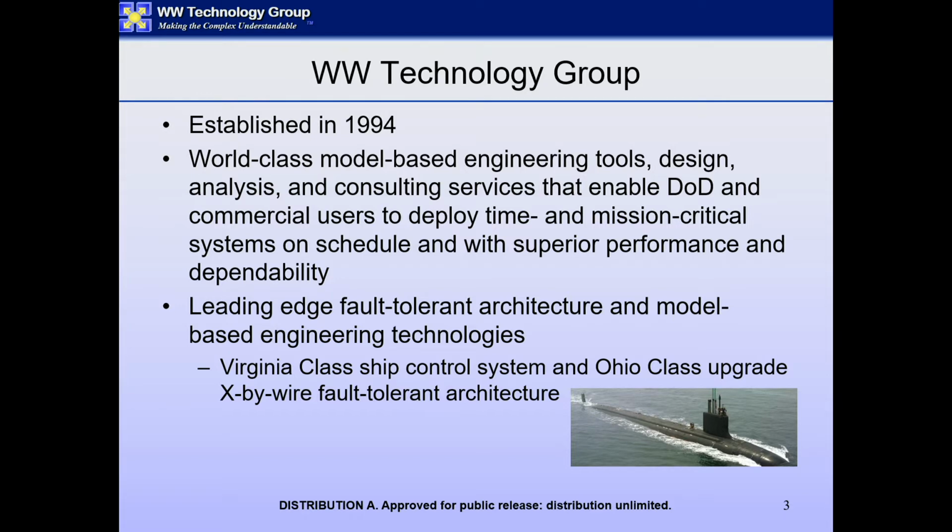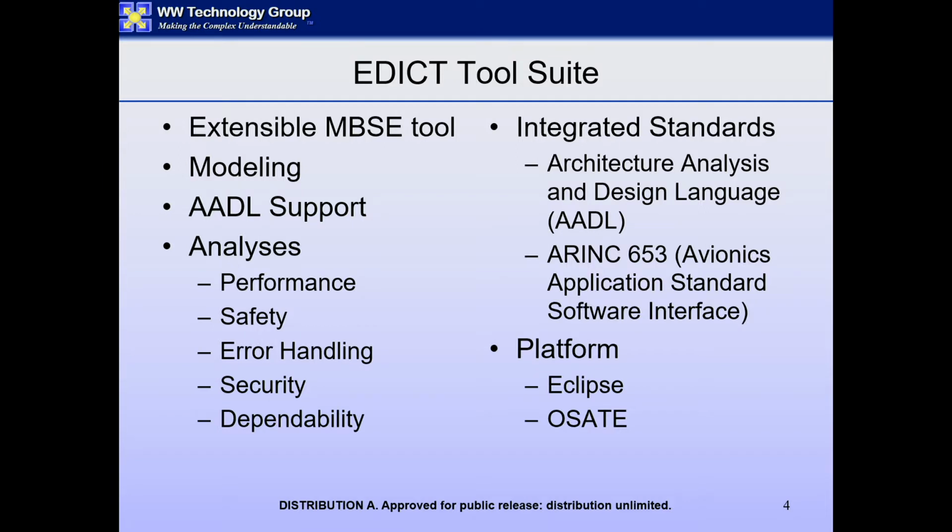So the company was established in '94. It's basically a world-class model-based engineering tool and design and analysis consulting service company. One of our claims to fame is this leading edge fault-tolerant architecture and model-based engineering technologies, which is installed in the Virginia-class ship control system. And we'll go into the Ohio class, or now I think it's called Columbia-class upgrade, for the X-by-wire fault-tolerant architecture. We can speak with you more about that out in the expo.